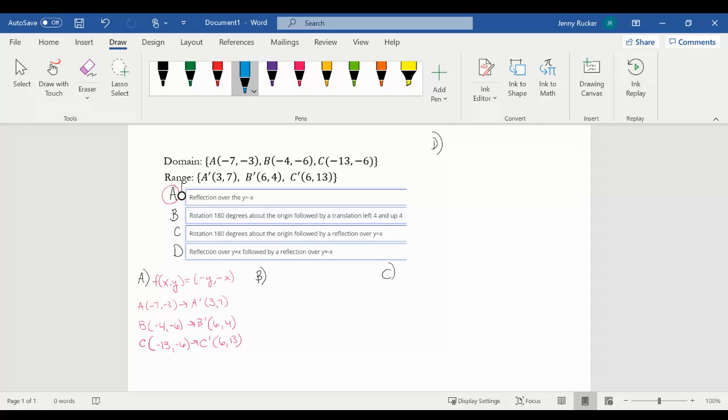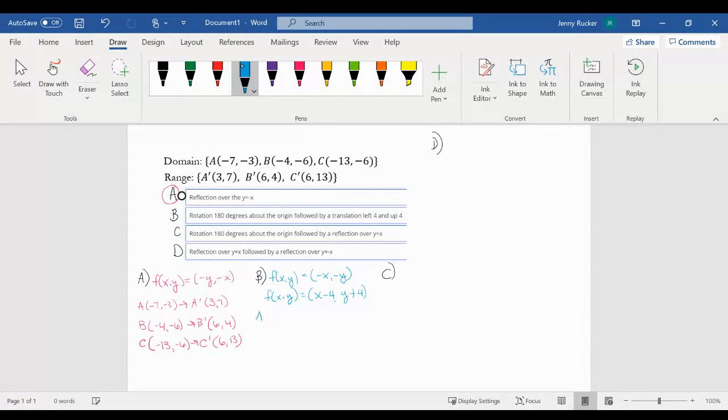Let's take a look at choice B. Rotate 180 degrees. That is f of (x, y) equals (opposite of x, opposite of y). Then, after we've done that rotation, we're going to translate left 4 and up 4. So then we'll apply the rule (x minus 4, y plus 4). So let's apply the rules in this order.